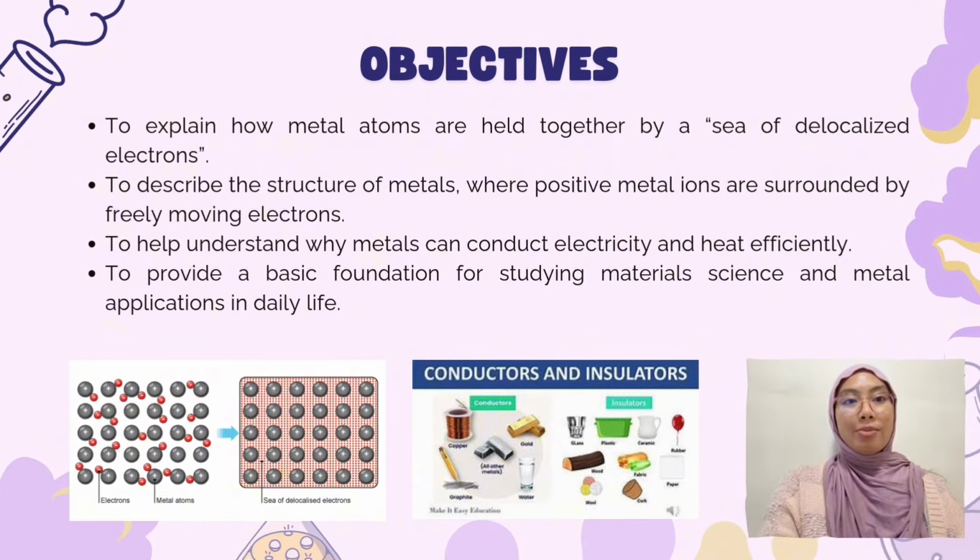Firstly, I will explain the objective of this topic. First, this topic aims to explain how metal atoms are held together by a sea of delocalized electrons, which is known as metallic bonding. Next, it describes the structure of metals where positive metal ions are arranged in a lattice and surrounded by freely moving electrons.